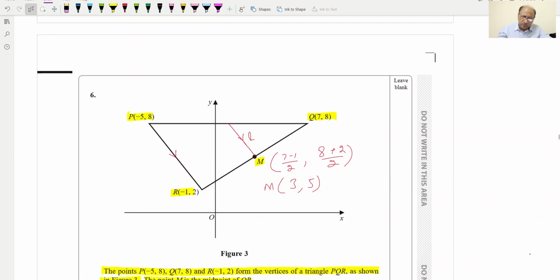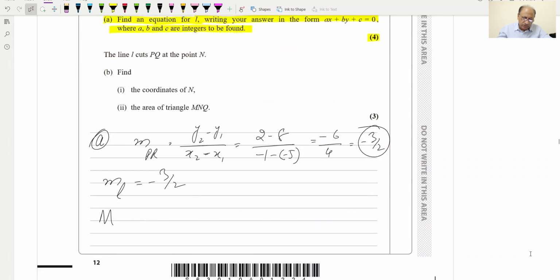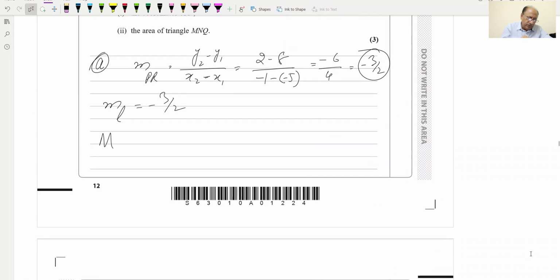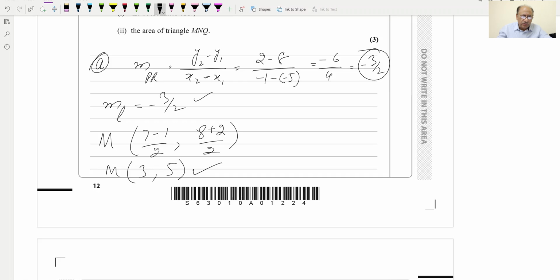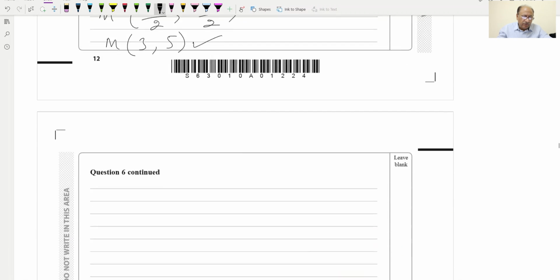We can write the same working over here. So M will be 7 minus 1 by 2 and 8 plus 2 over 2, and M coordinates will be 3 and 5. Now we have this point and we have the gradient, and we can write the equation of L.